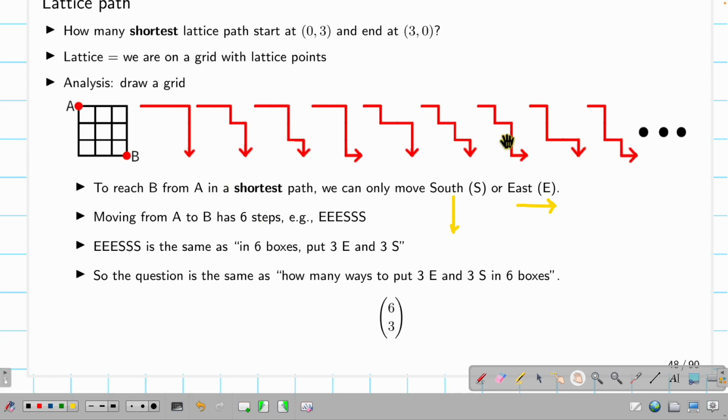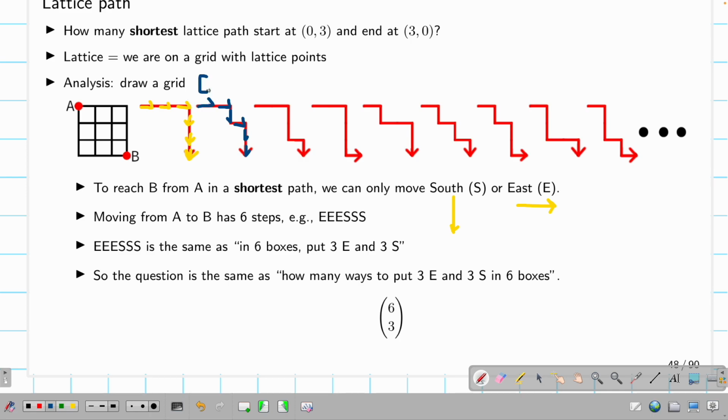And if you look at this figure, moving from A to B has 6 steps. For example, E, E, E, S, S, S. So what does it mean? This E, E, E, S, S, S means I move east, move east, move east, and then move south, and then move south. It means I move to the east 3 times, and then I move to the south 3 times. Then let's say, what about the second one? This is like I move to the east 2 times, and then I move to the south, and then I move to the east, and then I move to the south, and I move to the south.